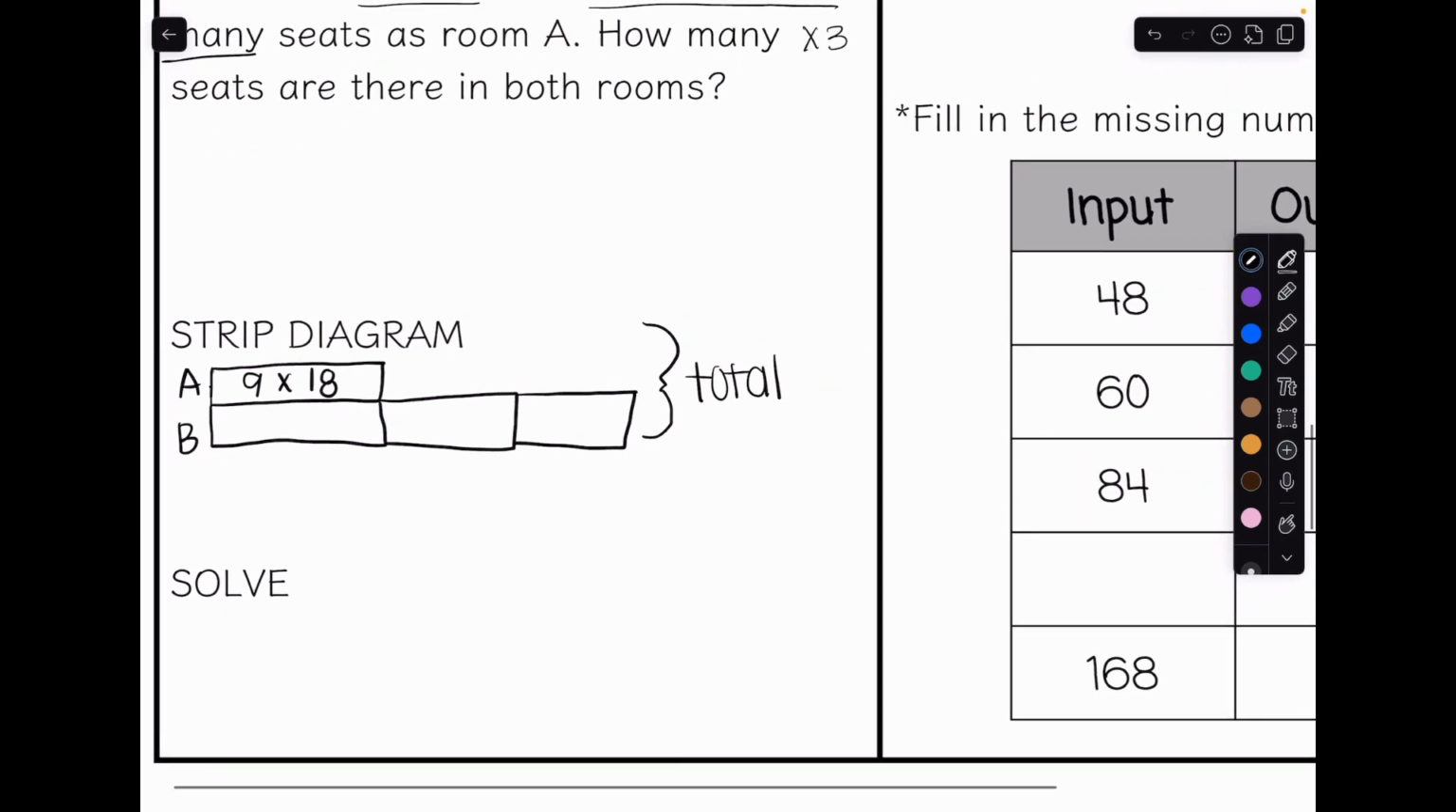I'm going to use the space up here, and maybe even some down here so that we can solve it. Our first step is to calculate how many seats are in room A. So we're going to do 9 times 18. I'm just going to do 18 times 9.